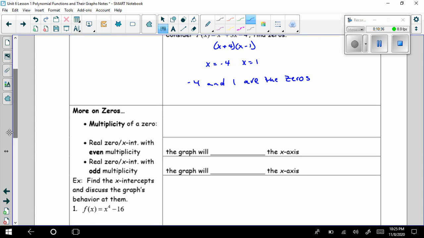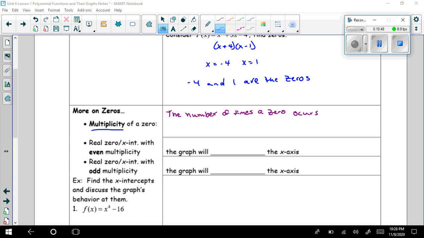Okay. What we haven't talked about yet is something called multiplicity, and I think I mentioned it one time in class on the board maybe. And multiplicity is the number of times a zero occurs. So if you have x minus 3, this will just have a multiplicity of 1, whereas if you have x minus 3 squared, that has a multiplicity of 2 because that solution will occur 2 times.